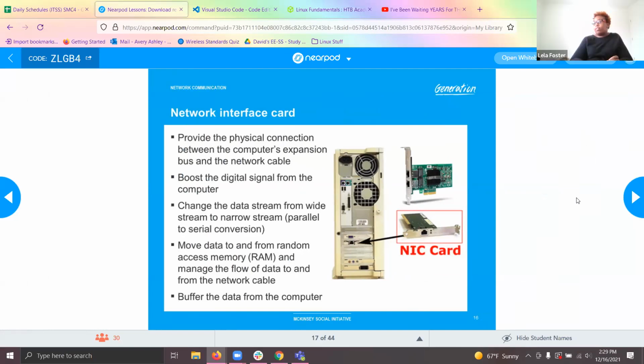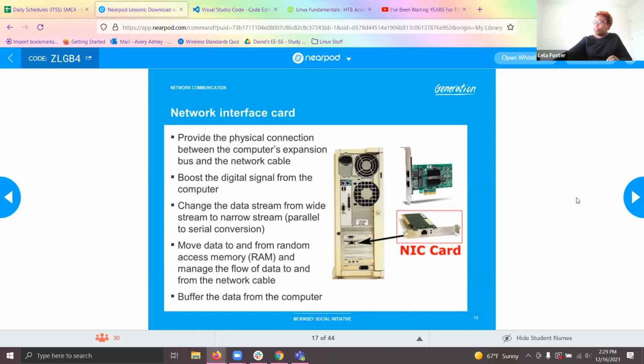Network interface card. Provide the physical connection between the computer's expansion bus and the network cable. Boost the digital signal from the computer. Change the data stream from wide stream to narrow stream, parallel to serial conversion. Move data to and from random access memory, RAM, and manage the flow of data to and from the network cable. Buffer the data from the computer. Perfect, thank you.